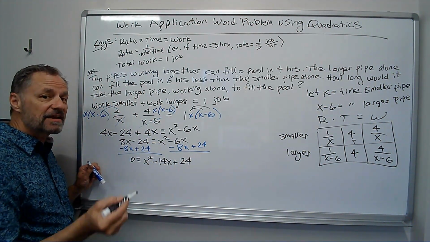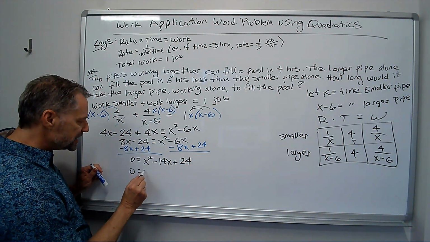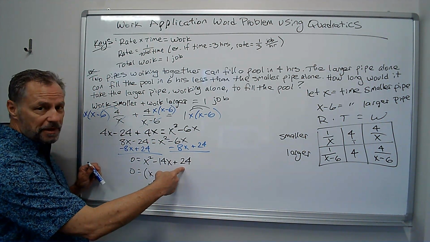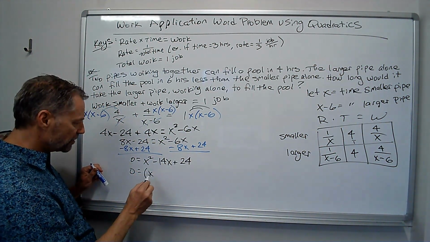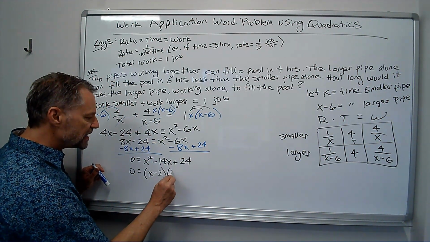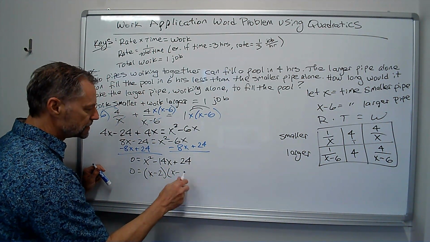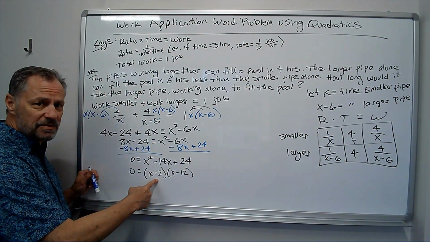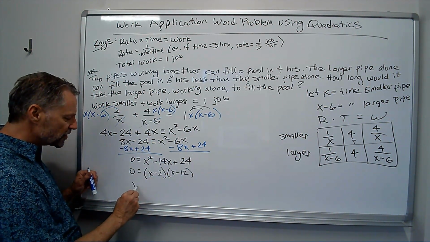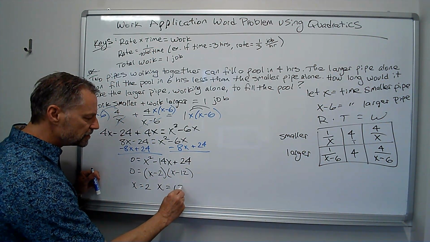Try to factor that. If you can't factor, if you don't know how, use the quadratic formula. But this factors. I need two numbers that multiply to positive 24, add to negative 14: negative 2 and negative 12. x minus 2, x minus 12. That's better. And so set each of these equals 0. x minus 2 equals 0, so x equals 2. x minus 12 equals 0, so x equals 12.